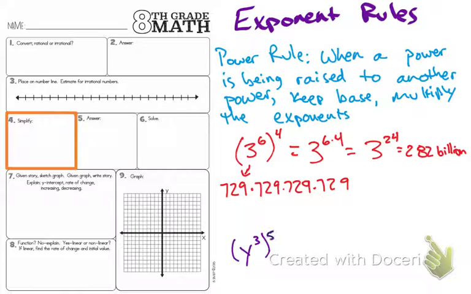And just like we've talked about before, this can become really helpful when we are working with our variables later on in this year. So when we see something like y to the 3rd power to the 5th power, we can simplify that to y to the 15th power. Let's go ahead and talk about our final rule.